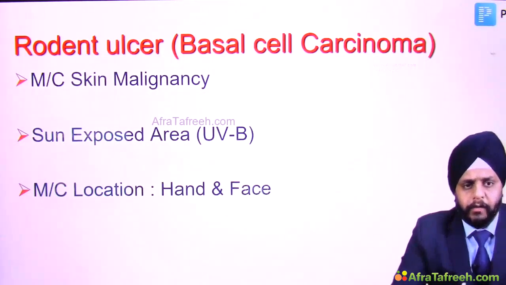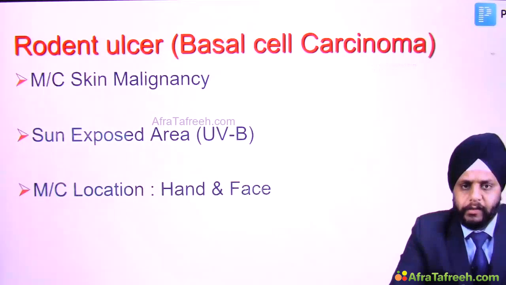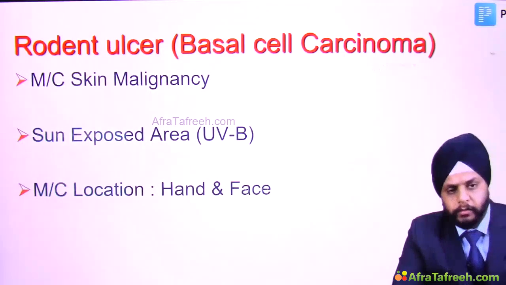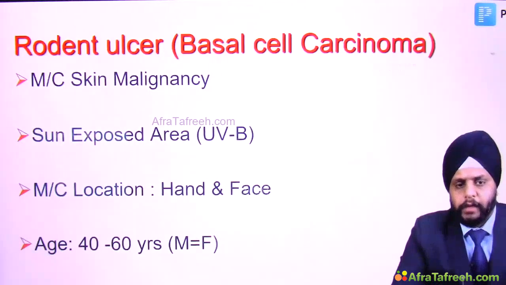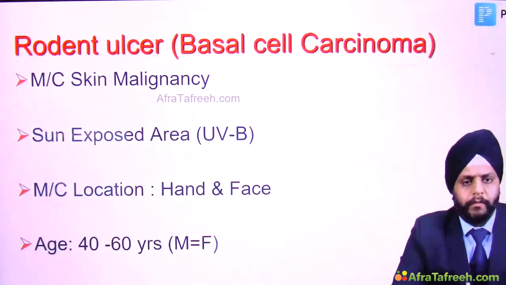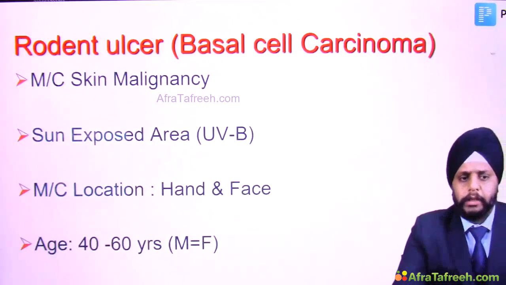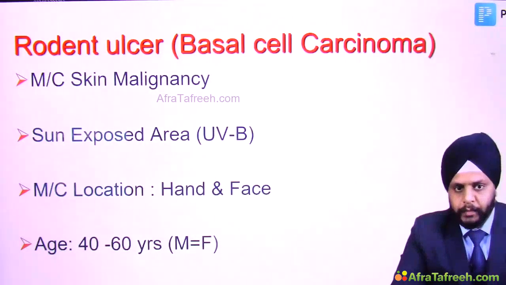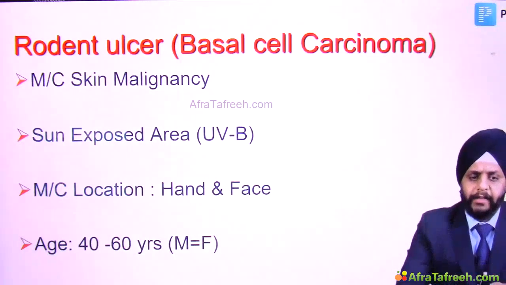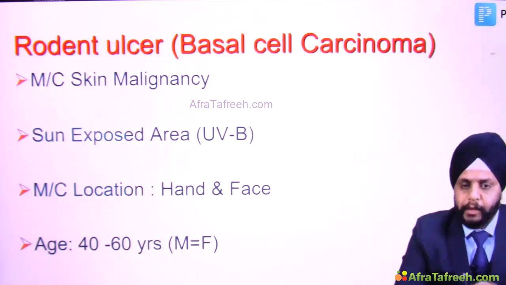So what on the face? We have the nose, we have the cheek, we have the pinna. So any of these places the rodent ulcer can develop. So it can develop on the nose, right? Age group is generally 40 to 60 years. Male and female both have an equal incidence of developing basal cell carcinoma. Now, remember, this tumor is a locally invasive tumor. It invades and erodes the local area. Distant metastasis is rare.